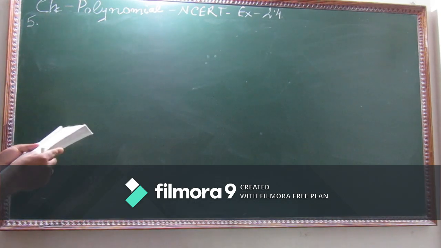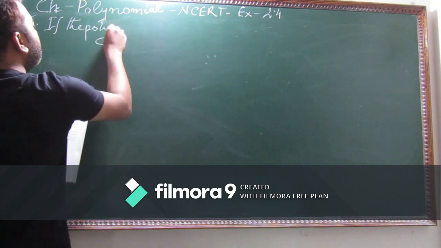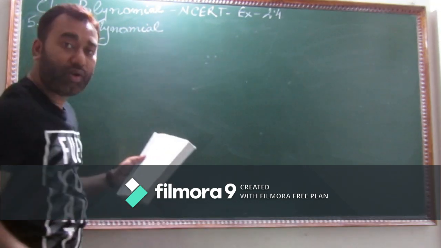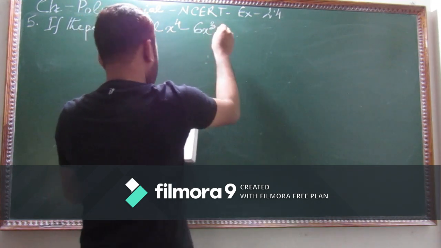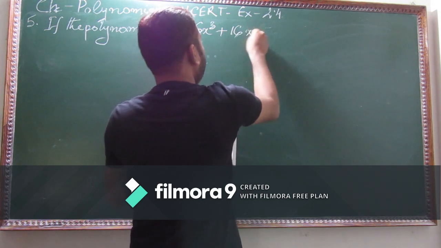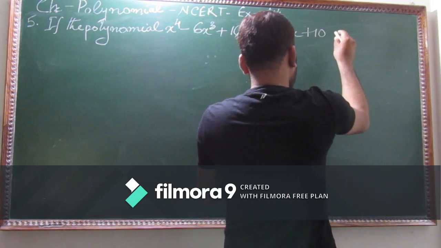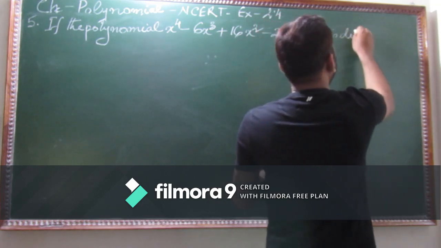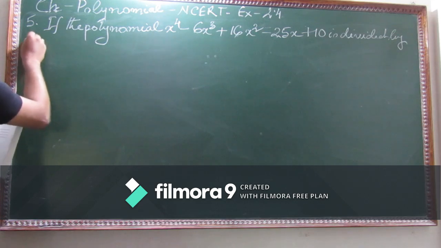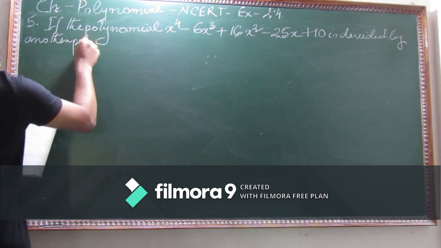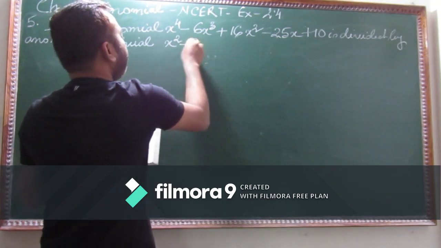In the fifth question, they say that if the polynomial x4 minus 6x cube plus 16x square minus 25x plus 10 is divided by another polynomial, who is another polynomial? X square minus twice x plus k.